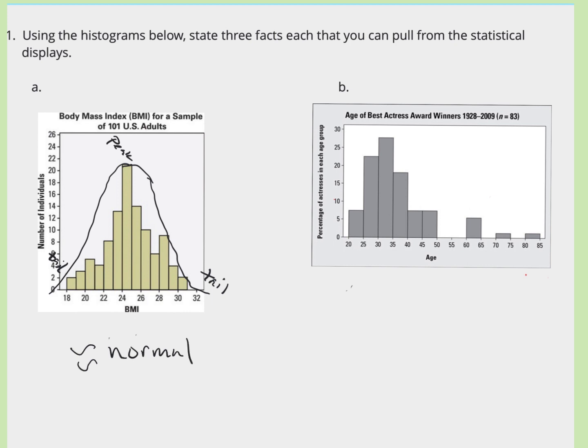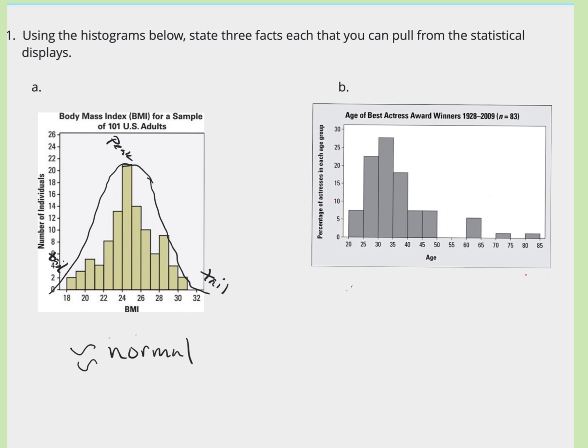If we move over to the age of the Best Actress award winners, the horizontal axis is ages, and the vertical axis is now the percentage of actresses. The youngest age interval was the 20 to 25 age bracket, and it looks like around 7% of actresses are in that bracket. We can see some extreme values in the 80 to 85 age bracket, with 1% of our actresses falling in that range.